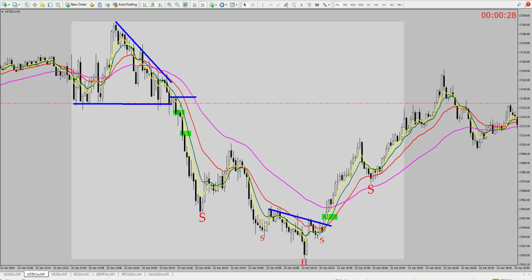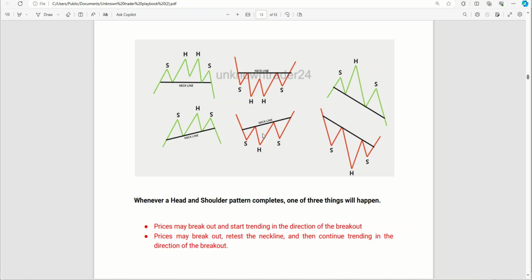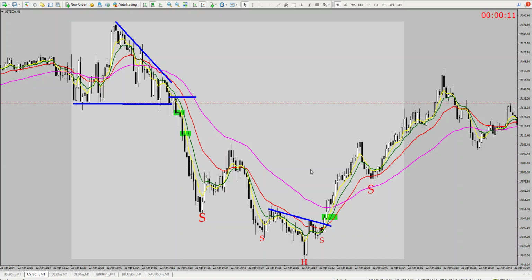Exactly, it's literally this pattern. You see, it's this one: shoulder, head, shoulder. So we have different kinds of patterns. Your job is to master these patterns. Make sure you understand them, because that is what is important.